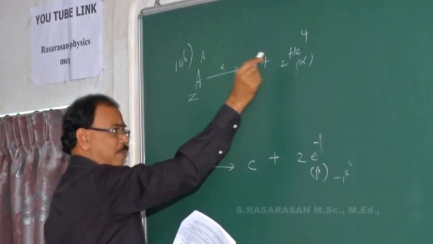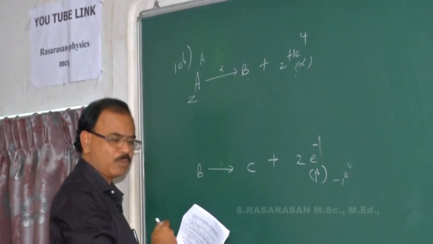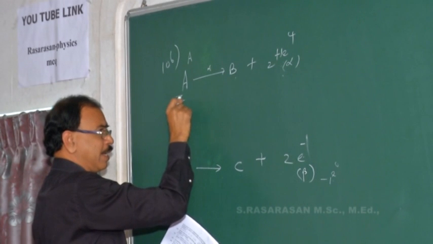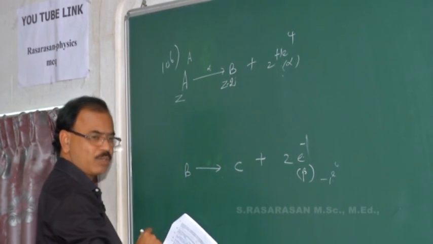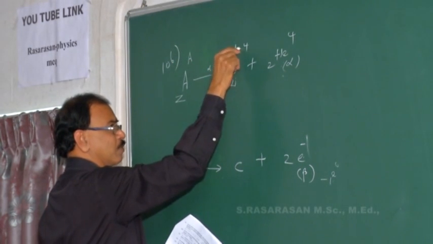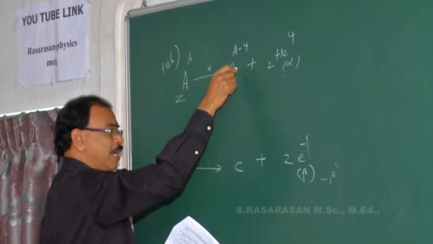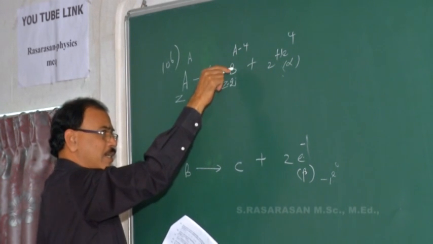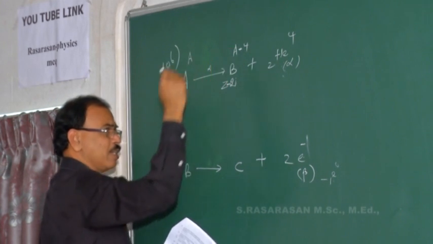When alpha is emitted, how do I know? They have given it in the equation, 2He4, that is one alpha particle. So this is alpha decay. Atomic number decreases by 2, so for B it is Z minus 2, and the mass number decreases by 4. So A is disintegrated to B by releasing the alpha particle, hence its atomic number decreased by 2 and mass number decreased by 4.